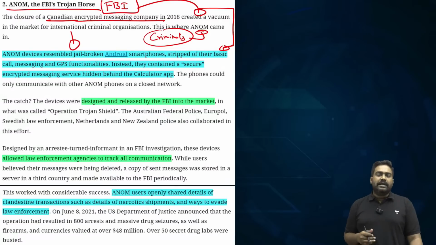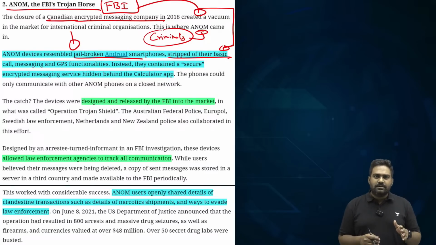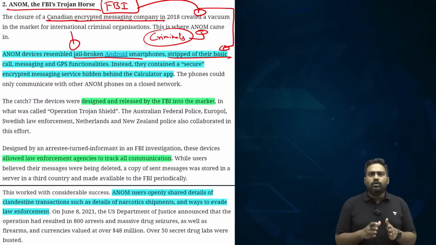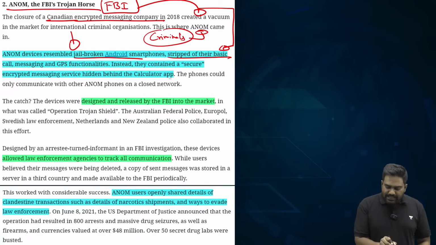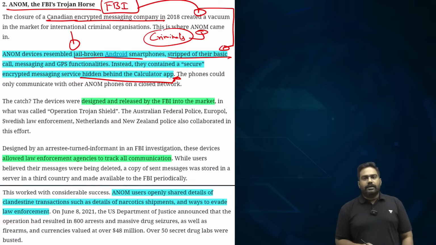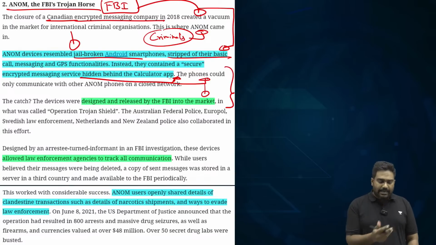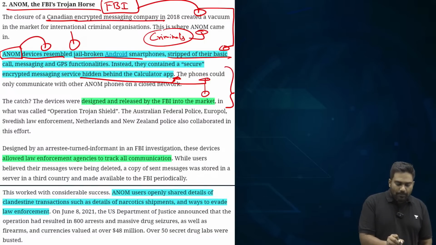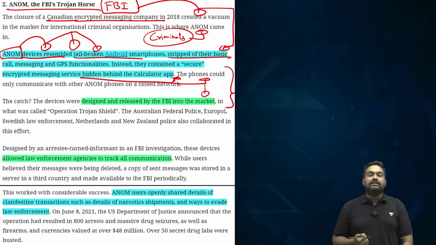The FBI was working with an informant, and they used old Android phones, stripped them of all the basic features. Calling, messaging features, camera, games, everything was disabled. The phone would only be like a messenger. It would only run a basic encrypted messaging app hidden behind the calculator. This was designed by the FBI itself and released into the dark web, into the criminal underbelly, and the word spread amongst criminals that this is a great device, popularly called Anom, within the criminal world. They had no clue that the FBI itself had released them.